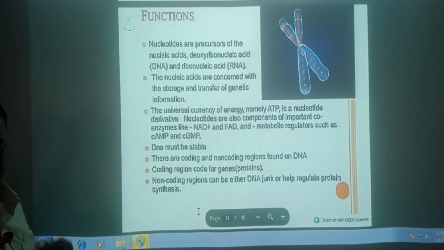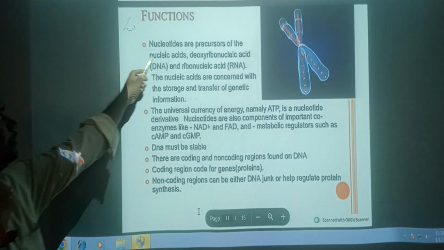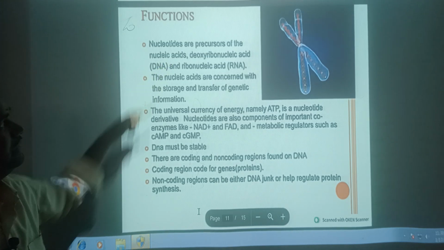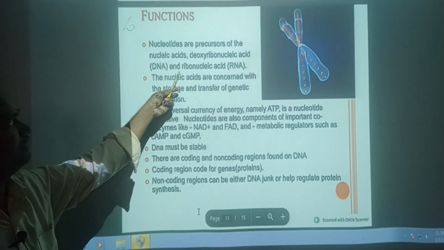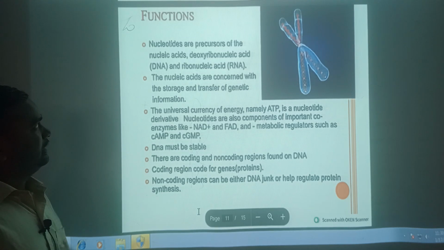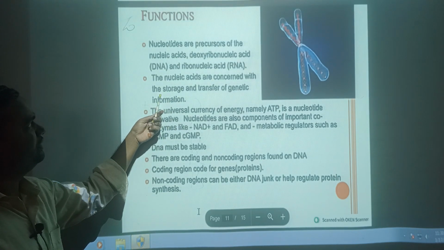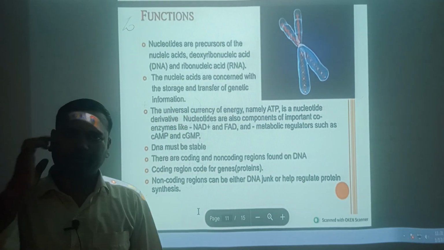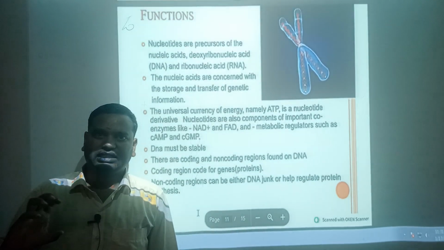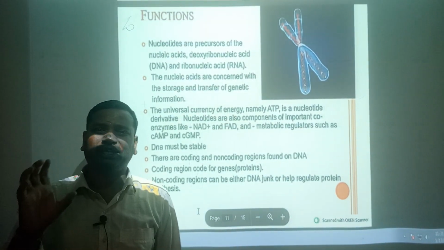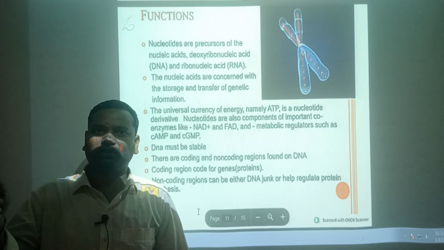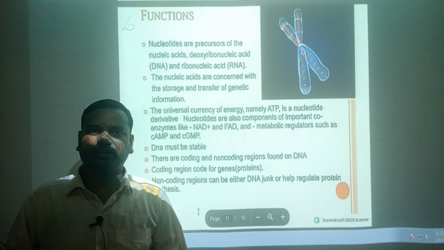The functions of DNA. Nucleotides are precursors of the nucleic acids, deoxyribonucleic acid and ribonucleic acid. The nucleic acids are concerned with the storage and transfer of genetic information. Different types of plants and different types of animals transfer genetic information. Actually, DNA is formed as double stranded DNA, and single stranded RNA, especially mRNA, is formed from it.